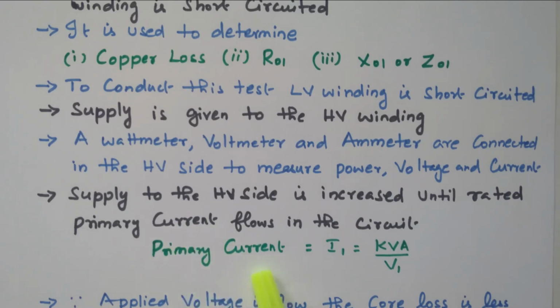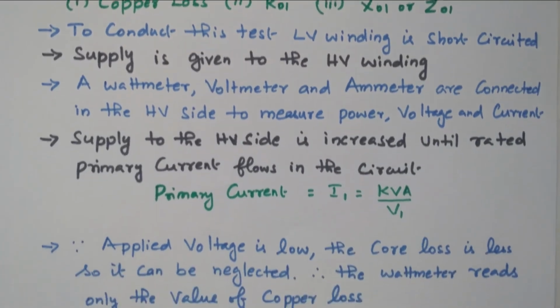How will you find the primary current? I1 equals the kVA rating of the transformer divided by V1, the voltage of the primary winding. So kVA divided by V1, we can get the rated primary current. By varying the variac, we need to apply rated primary current.